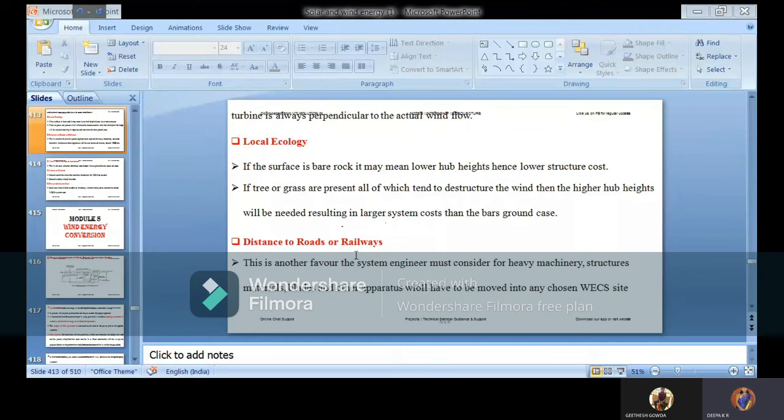We normally take it away from local, so distance will be a little bit higher, is it? So this is another factor the system engineer must consider: heavy machinery, structure, materials, blades, and other apparatus will have to be moved into any chosen WECS site.